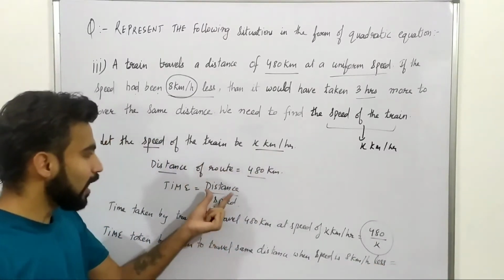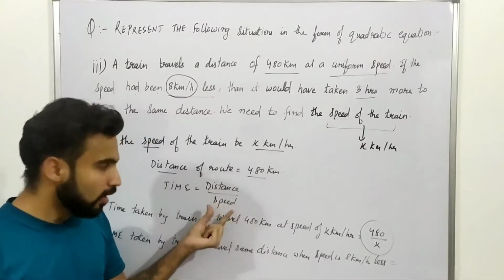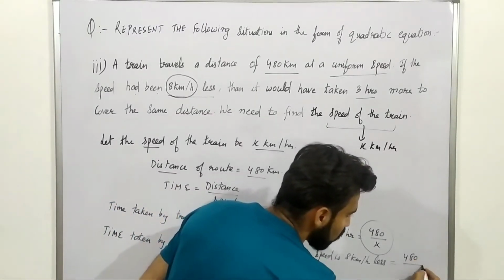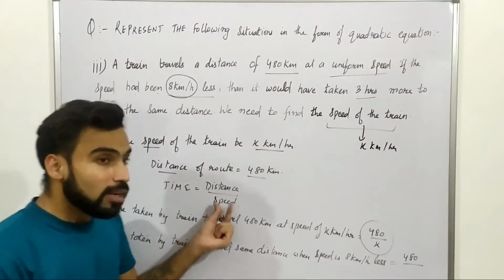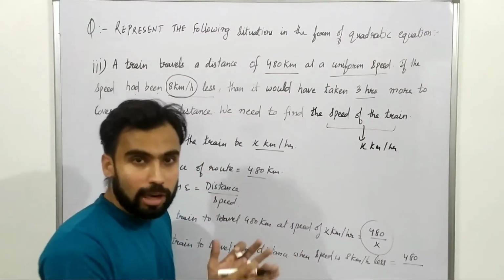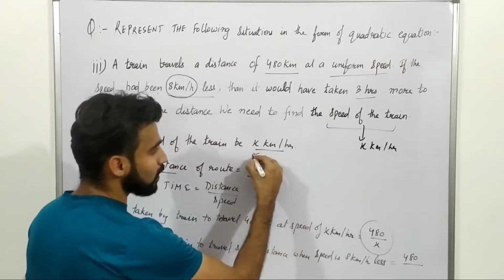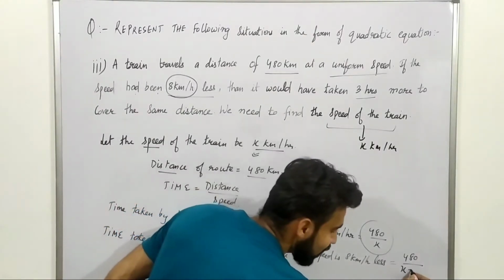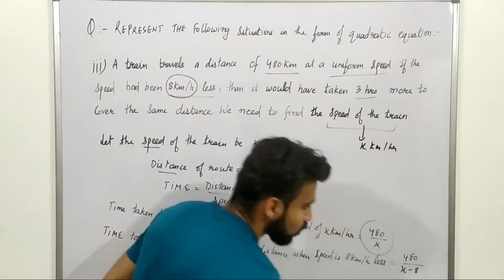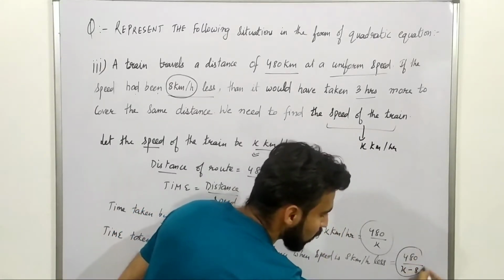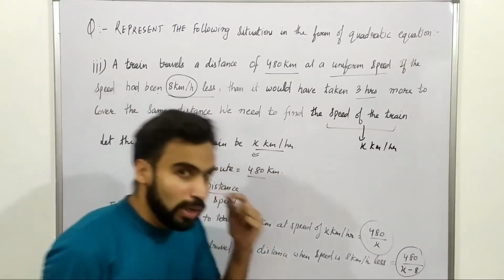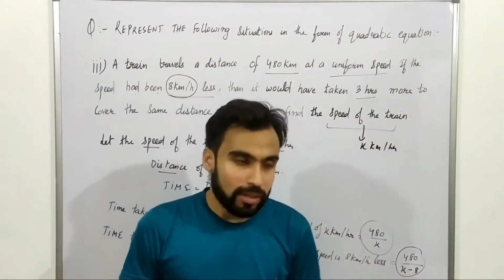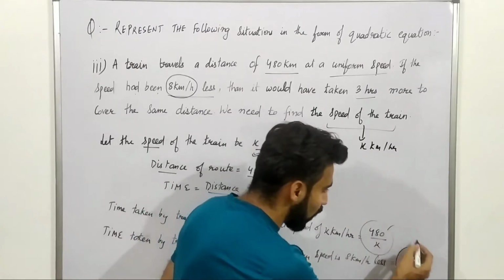Now you all know time is represented by distance upon speed. So distance is same here, that is 480 kilometers. Now you can see the speed actually decreased by 8 kilometer per hour. Now the initial speed is x, and if this speed decreased by 8 kilometer per hour, that is x minus 8. So this is the time taken by the train when the train retards by 8 kilometer per hour. Getting my point? Now I have extracted both the values here.